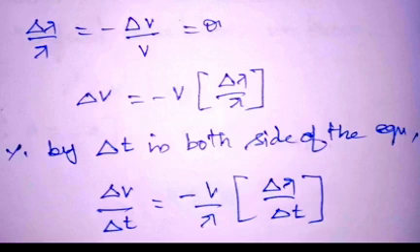So we find the change in velocity del v is equal to, and v will multiply on the right side, we get minus v into del r divided by r. Then I am going to divide by del t on both sides of the equation. I get del v divided by del t equal to minus v by r into del r divided by del t.